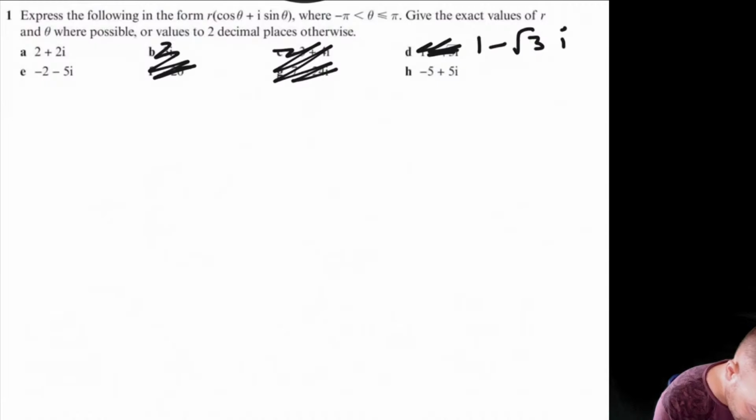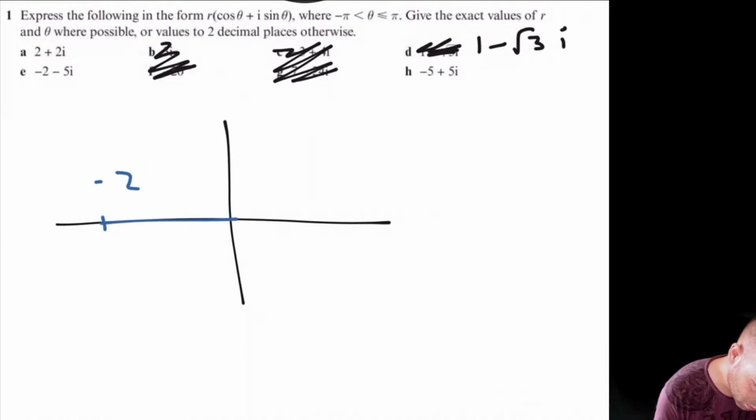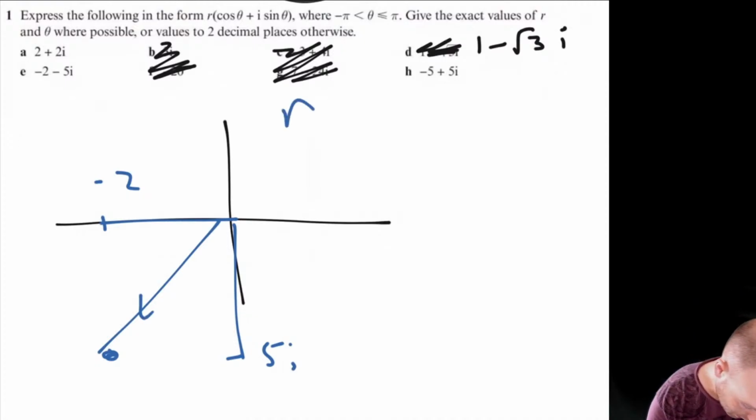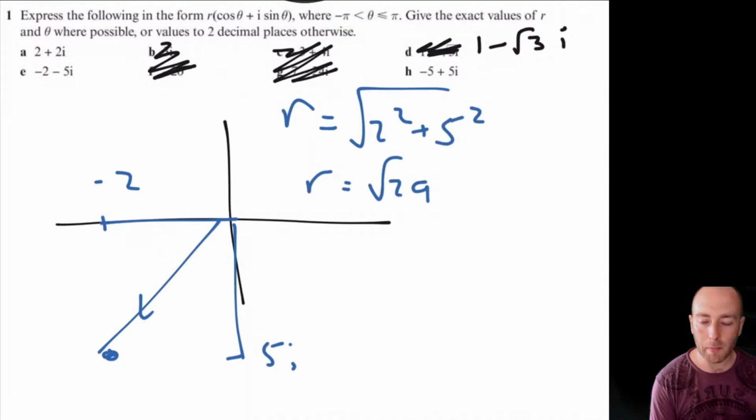All right, next one we'll have is part E. So -2 minus 5i. There we go. So finding r, nice and easy again. Square root of 2 squared plus 5 squared. So r is going to be square root of 29.